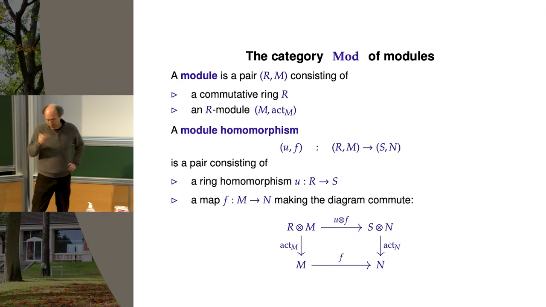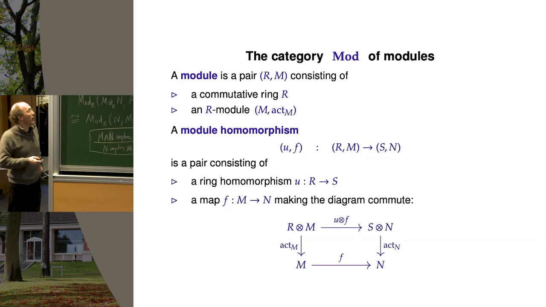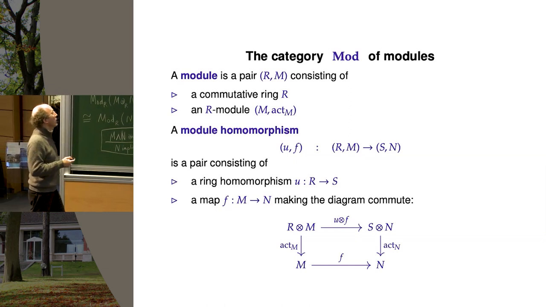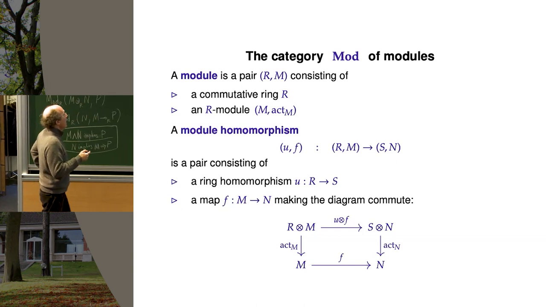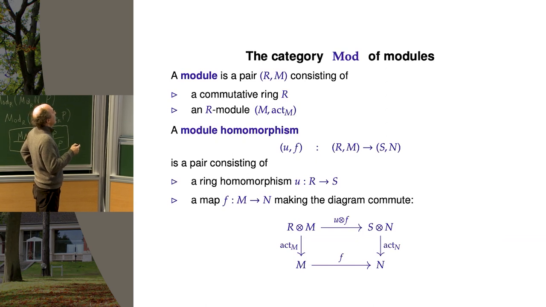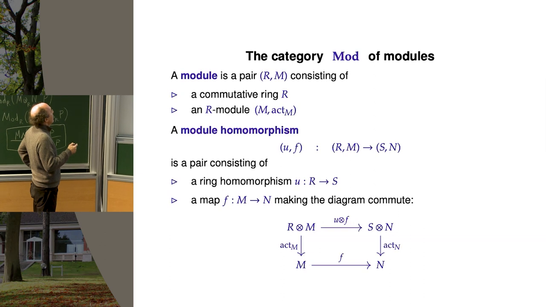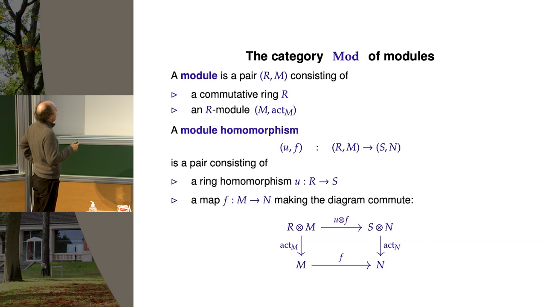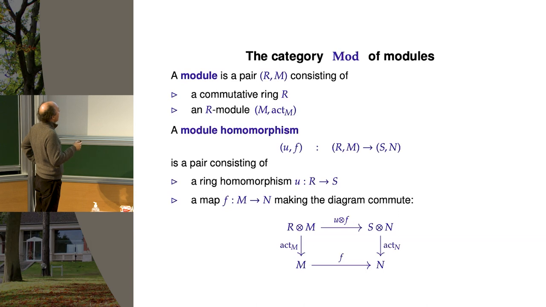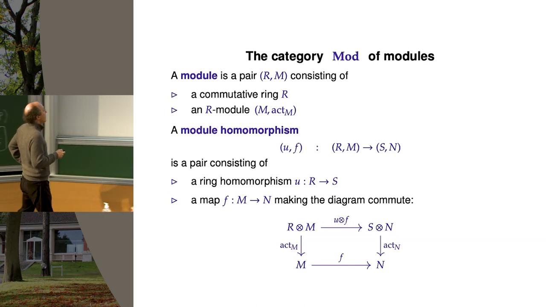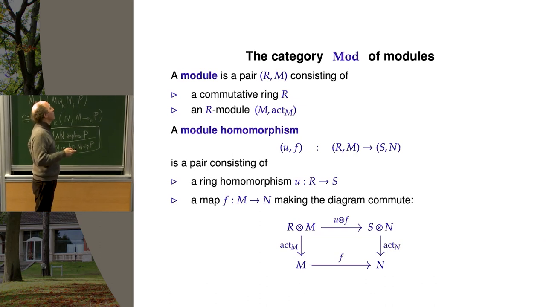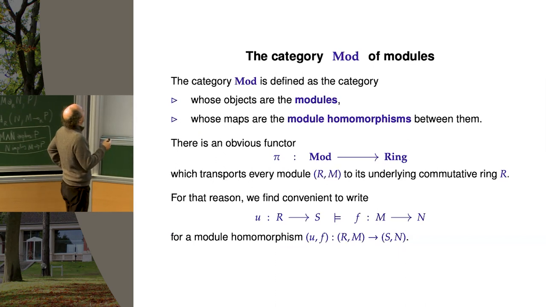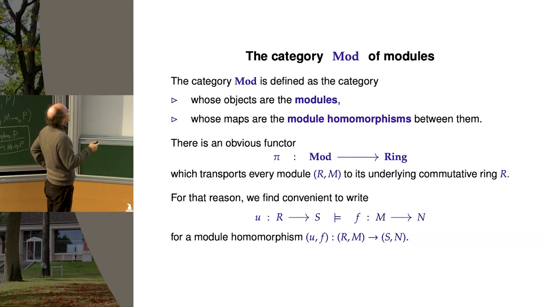The first step, in fact, is to look at two categories. The first one is the category of general modules, where a module is now defined as a commutative ring R and an R-module M. So it's the two things at the same time. And a module homomorphism from (R,M) to (S,N) is just a ring homomorphism U from R to S and a map F making this diagram commute. So we have R tensor M acting, then F, is the same as applying U on R and F on M, and then letting S act on N. This definition makes sense, and that's why we call it a module homomorphism. And so the category Mod has objects the modules, and the maps are the module homomorphisms.